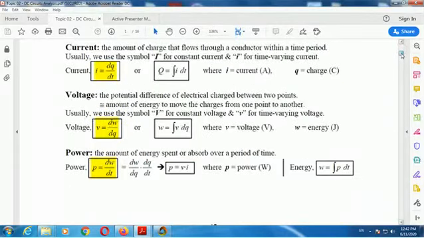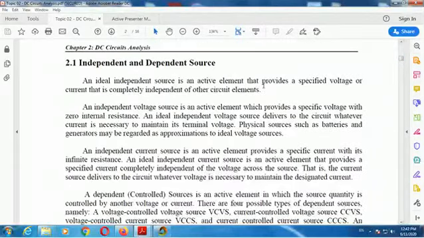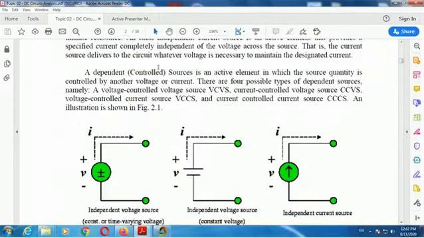After we study this, we cover independent and dependent sources. We cover four types of dependent source. The first type is the voltage controlled voltage source. The second type is the current controlled voltage source. Then the voltage controlled current source, and also the current controlled current source.